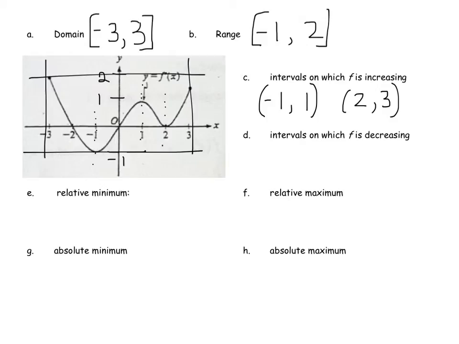For decreasing, it's decreasing from the beginning here at -3 until it hits -1. And then again from 1 to 2.